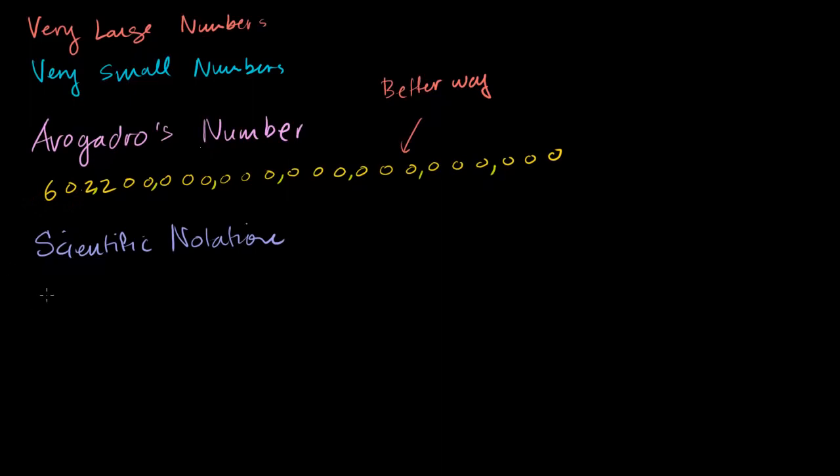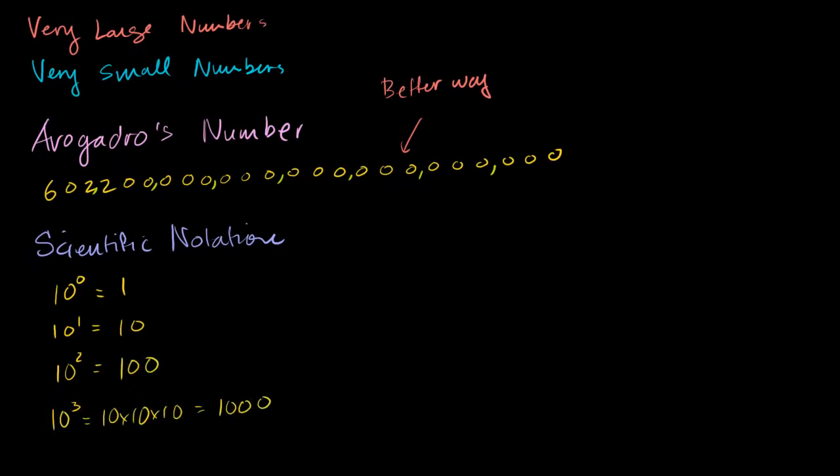If I were to tell you, what is 10 to the 0 power? We know that's equal to 1. What is 10 to the 1 power? Well, that's equal to 10. What's 10 squared? That's 10 times 10, that's 100. What is 10 to the third? 10 to the third is 10 times 10 times 10, which is equal to 1,000.